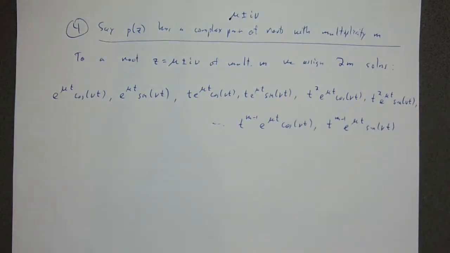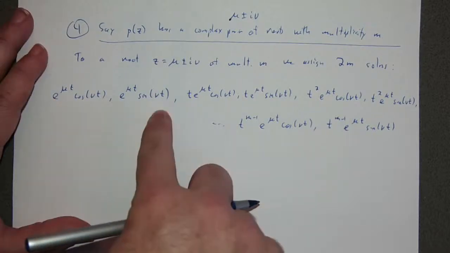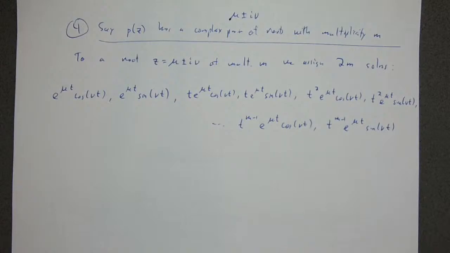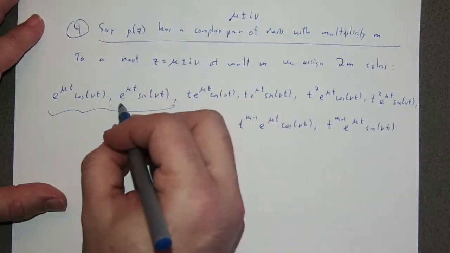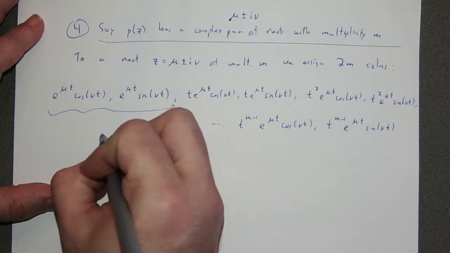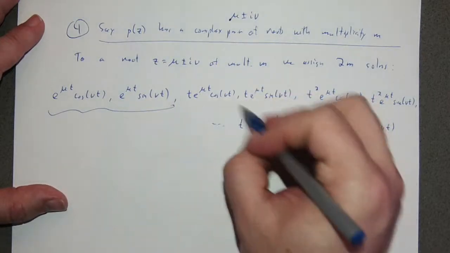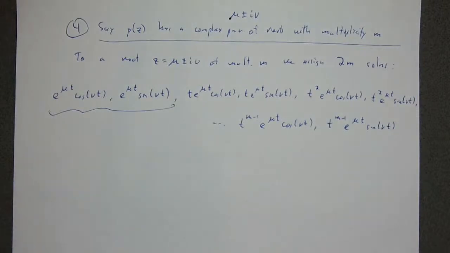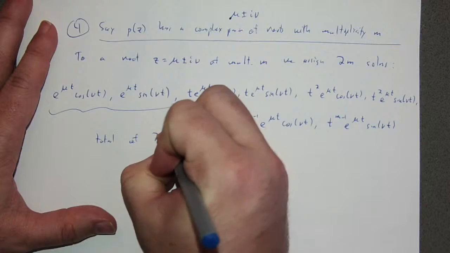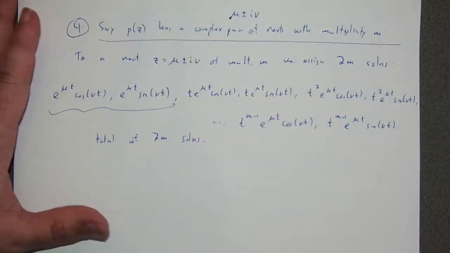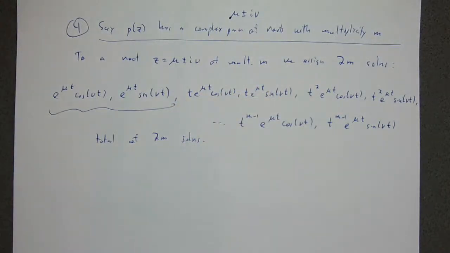So that's 2m. I'm not going to try to label these like y1, y2, y3, y4. The point is that I get 2 here, that's the 0th order thing. This is first, and so on, all the way up to m minus 1. So this is a total of 2m solutions. All right, so this covers all bases.